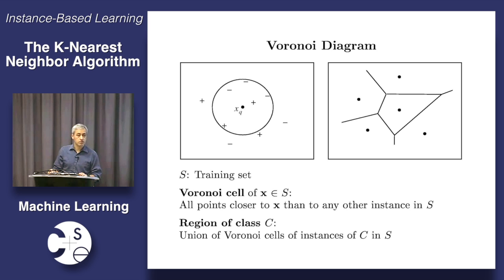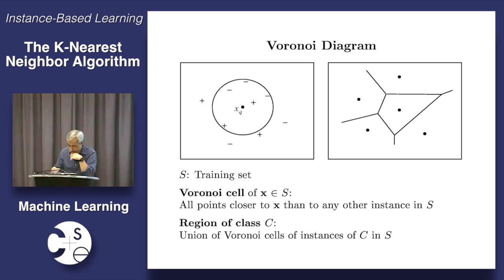Okay? So now I've defined this notion of Voronoi cell, and the Voronoi diagram is all the Voronoi cells of all the data points. Okay? And now here's my question to you. So if I have the Voronoi diagram, can you tell me what the region of positive class is going to be in terms of the Voronoi diagram?